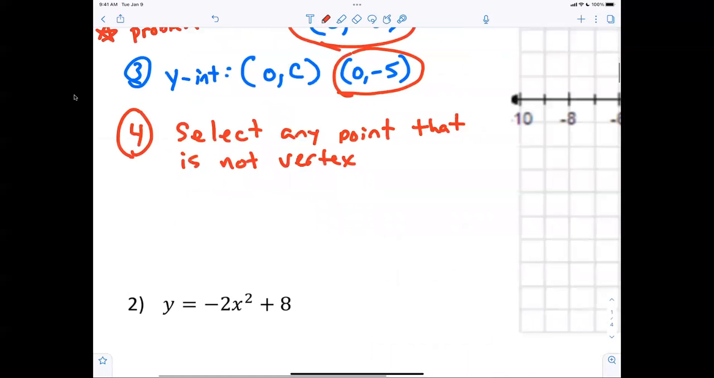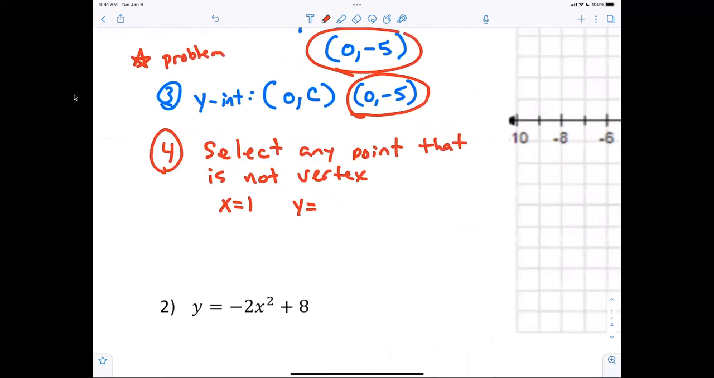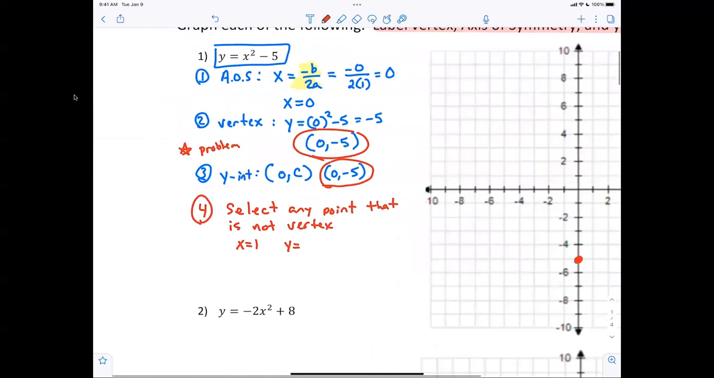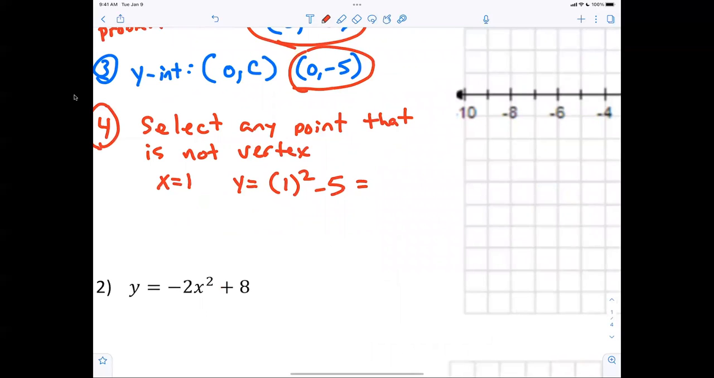All right. So someone said to me, x equals 1. So if x equals 1, I need to figure out what y equals. And to figure out what y equals, I just do what to 1? Plug it in. So y equals parentheses 1 squared minus 5. And what's 1 squared minus 5? -4. So the point (1, -4) is on the graph.